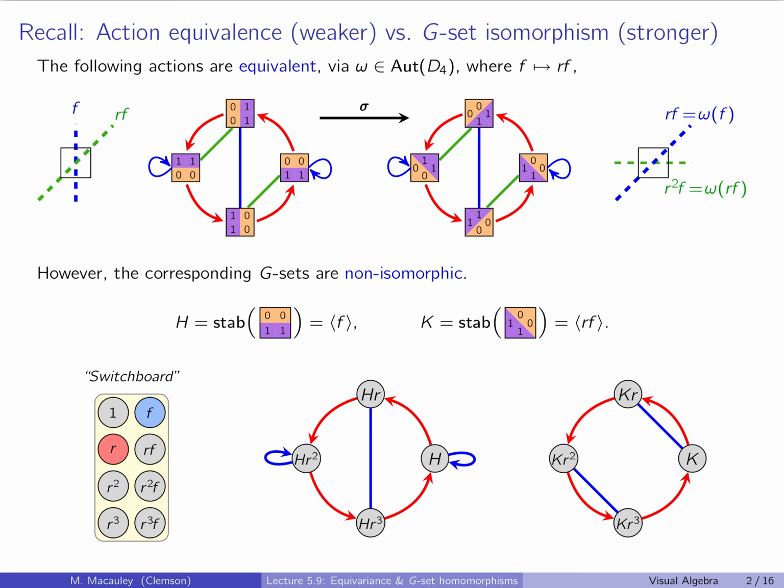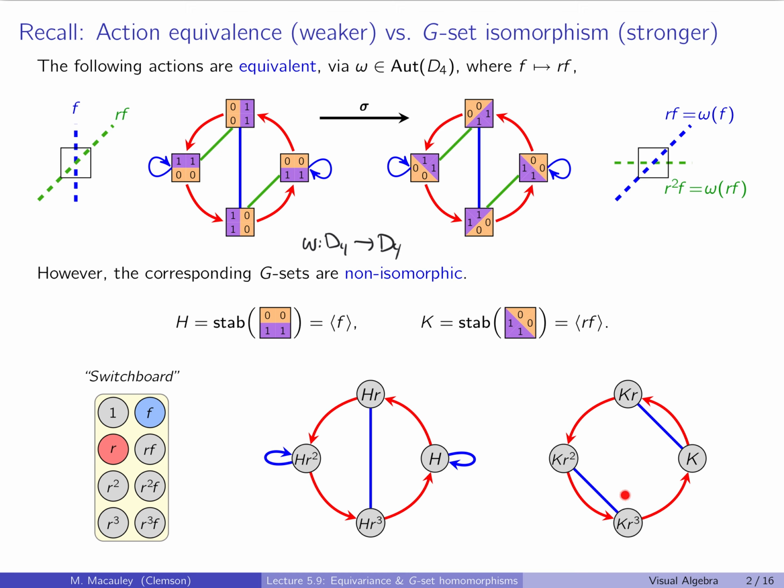So these are equivalent because there's this bijection, sigma, between these two sets, and also an automorphism from D4 to D4. That is like relabeling the buttons on the group, but that's not the identity. That is an outer automorphism sending F to RF. So these are equivalent, but for them to be G-set isomorphisms, we need to use the same switchboard. This has to be the identity.